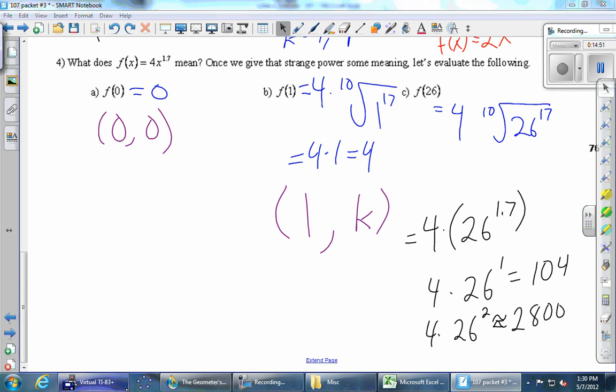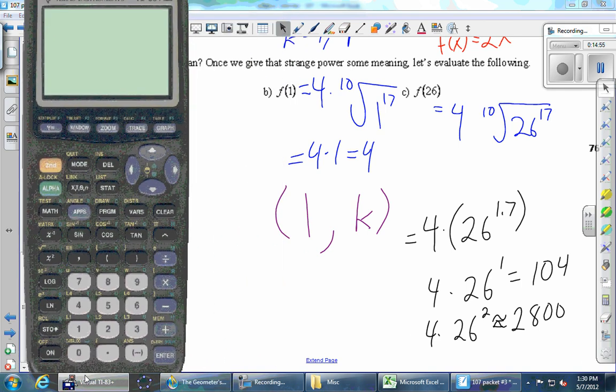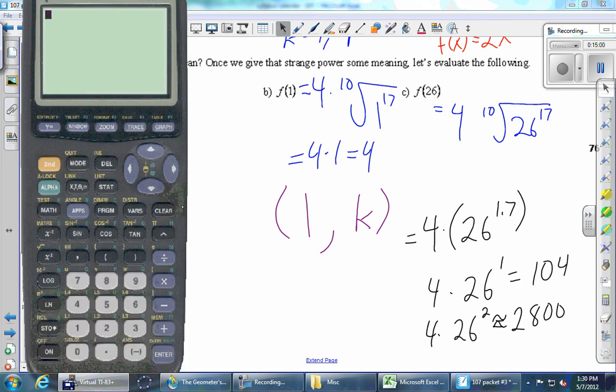I can type it in either way. So if you're really a glutton for punishment and you want to type in the thing that's blue, we could do the 4 and then the 10th root. Here's how we find the 10th root. We go into math and it's number 5. It's that x radical. And then what is it? 26 to the 17. So if you type all that stuff in, you'll get the right answer, 2000 something.